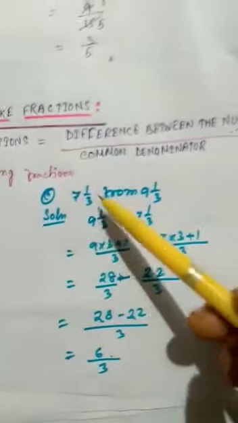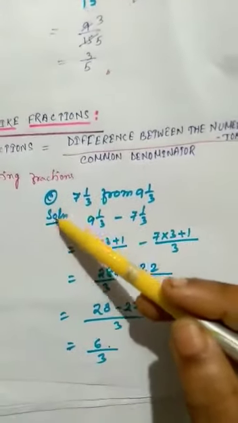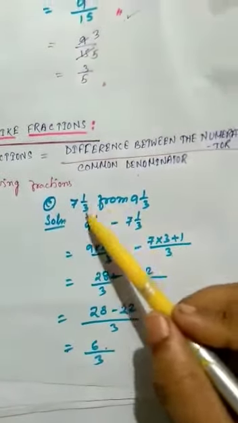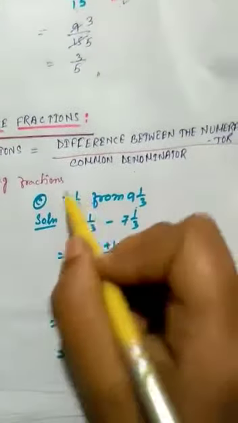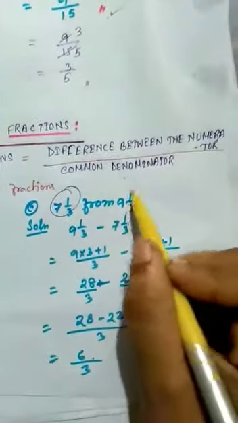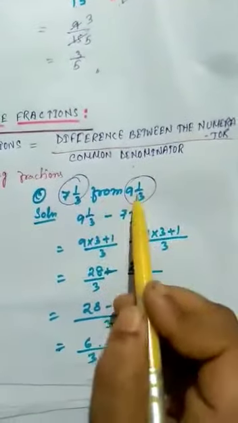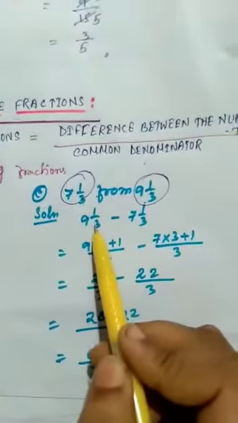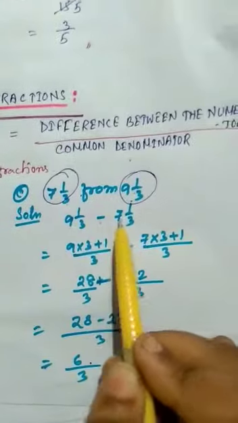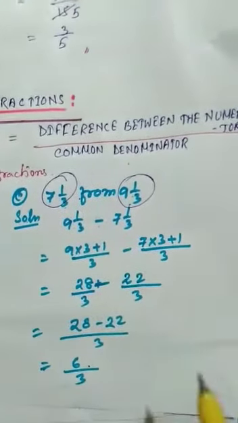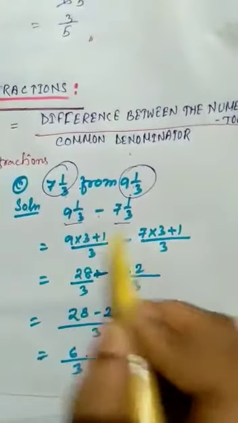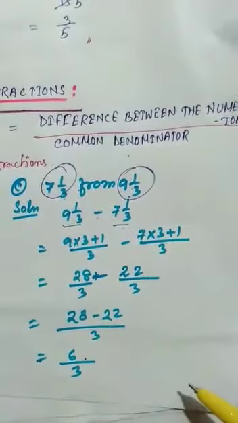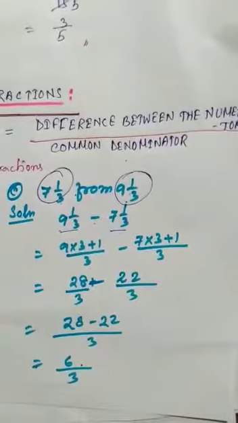Now in the same way we'll do one more question, that is C number. 7 1 by 3 from 9 1 by 3. How can we do it, students? We have to subtract this one from this fraction. So we'll write it first: 9 1 by 3 minus 7 1 by 3. Both the fractions are mixed, so we have to convert them first to improper fractions, then we will subtract.